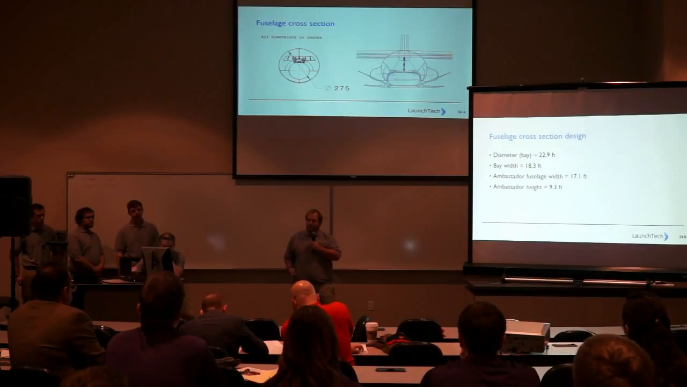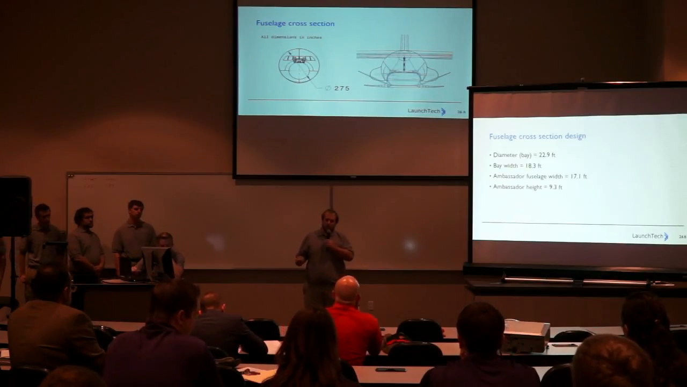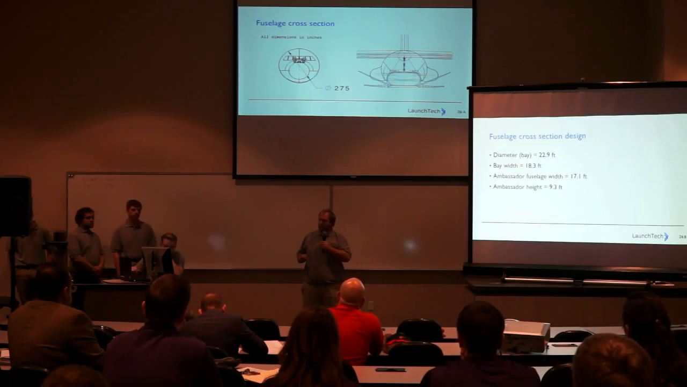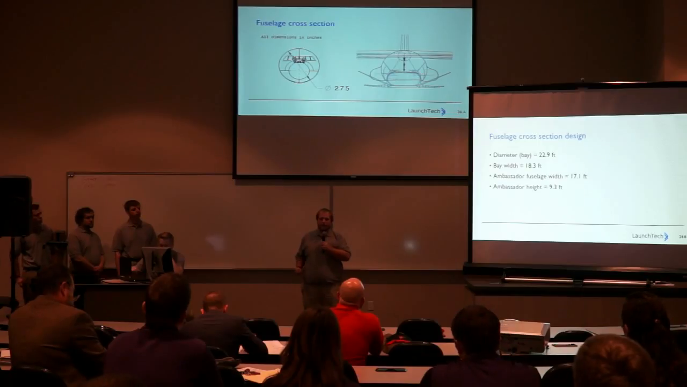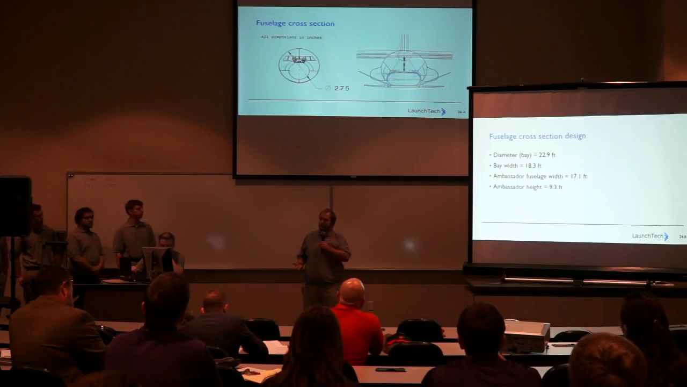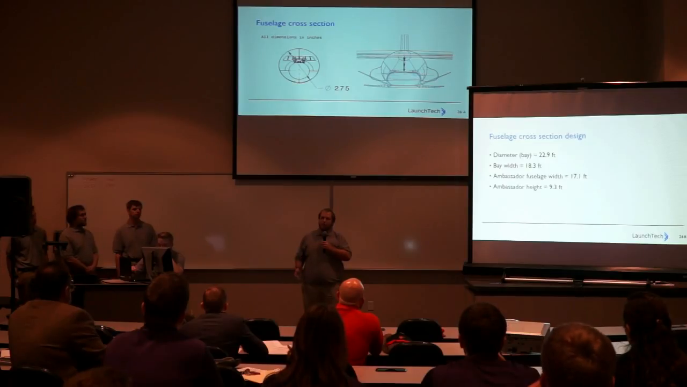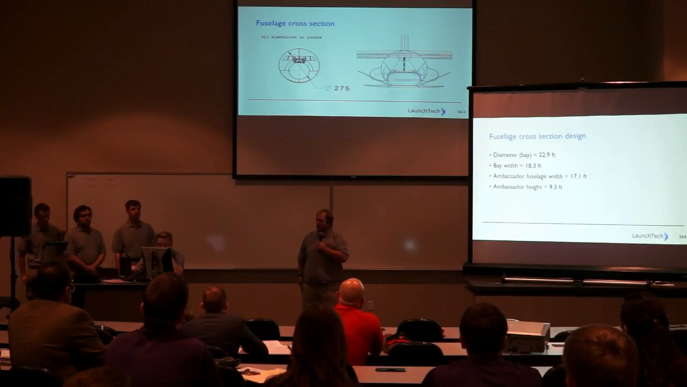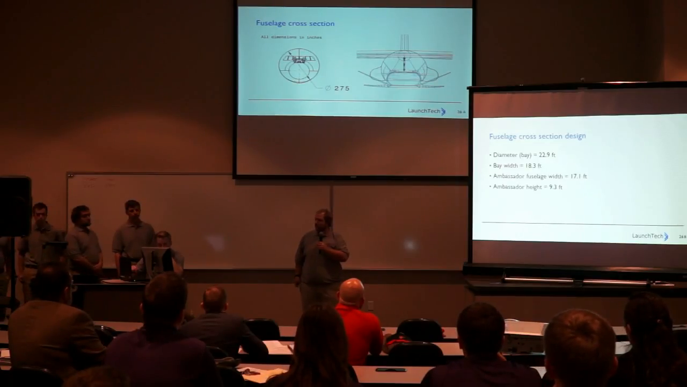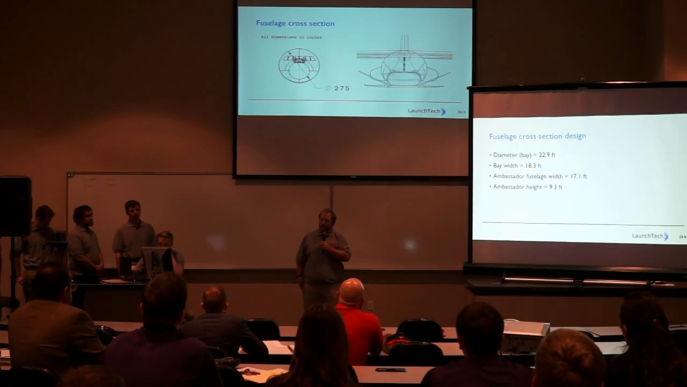And now if you look at the primary screen again, you will see a front view and a rear view of the PT-1 with the ambassador. The PT-1's diameter is 22.9 feet, and the bay which holds the ambassador is 18.3 feet wide. The ambassador itself is 17.1 feet, giving approximately 1.1 feet of clearance on either side of the ambassador. And the ambassador's height is 9.3 feet.